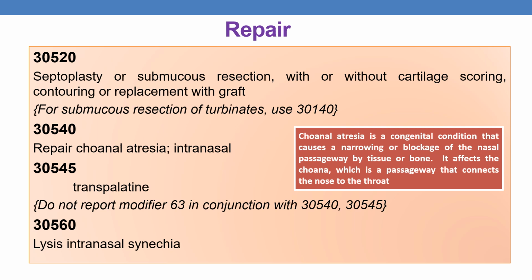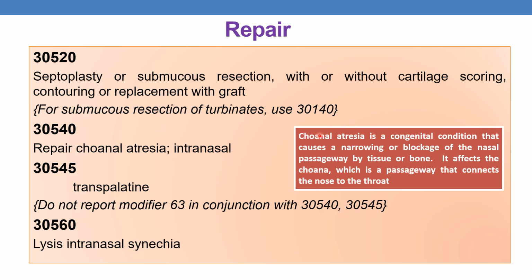Next CPT is 30520. It deals with septoplasty or submucous resection with or without cartilage scoring, contouring or replacement with graft. And for submucous resection of turbinates, use 30140. The next CPT is 30540. It deals with repair choanal atresia intranasal. The next CPT is 30545. Repair choanal atresia transpalatine. And do not report modifier 63 in conjunction with 30540 or 30545.